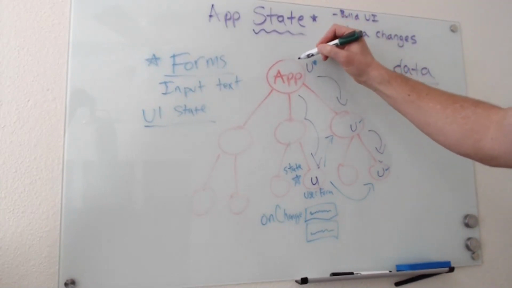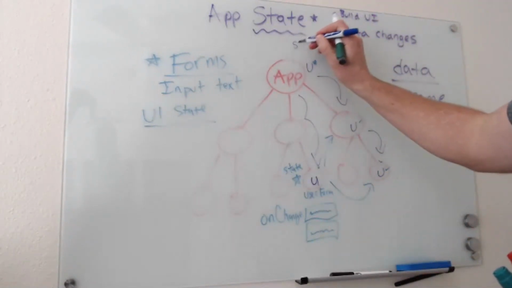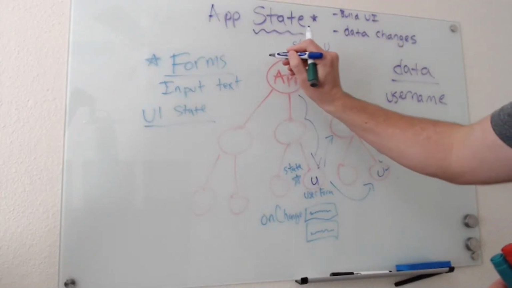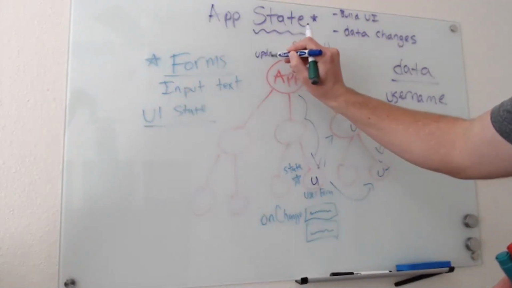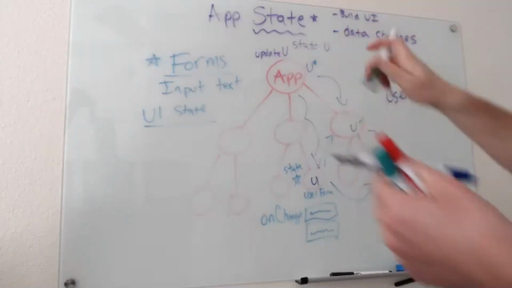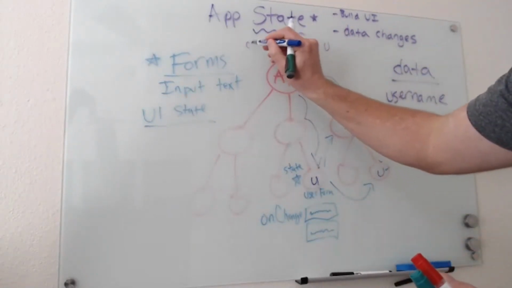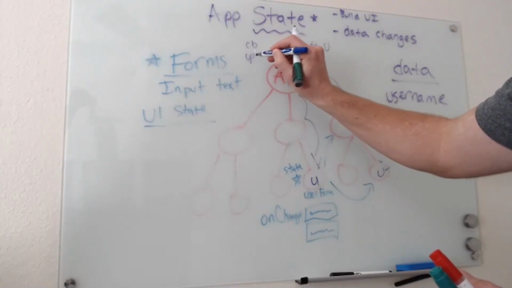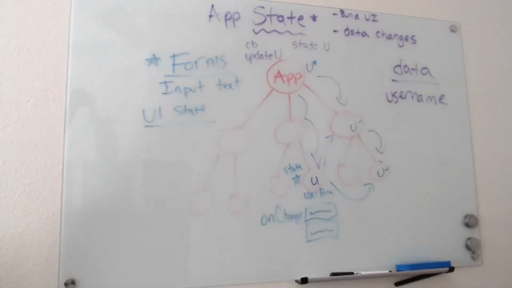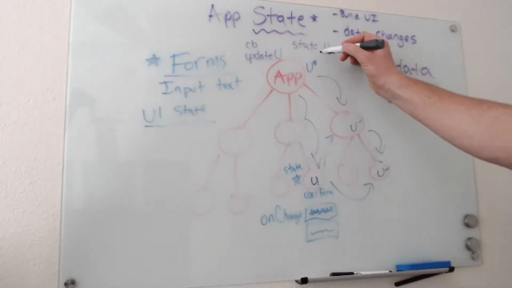We're going to have on state, let me get to my purple, we're going to have state.u, and then we're going to have an update u. Let me spread this out a little bit. I need a bigger whiteboard. All right, then we're going to have a callback function called update u. So down here we have the text for what we want u to eventually be.